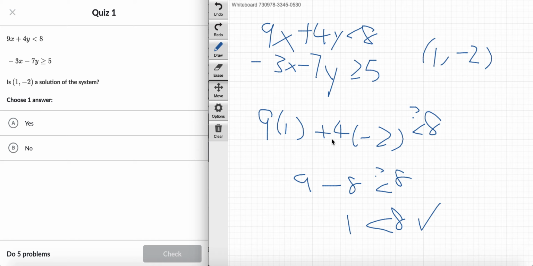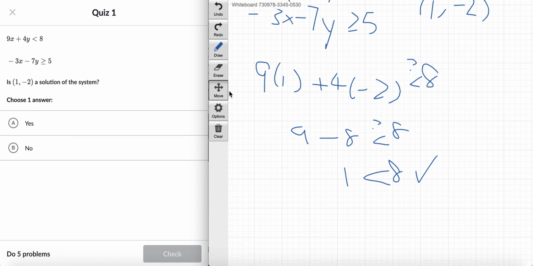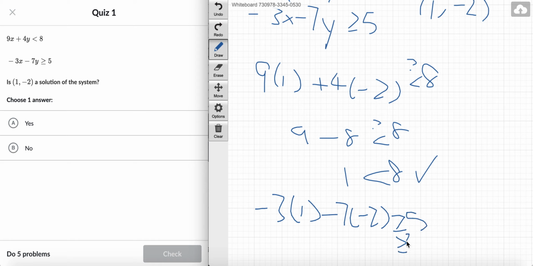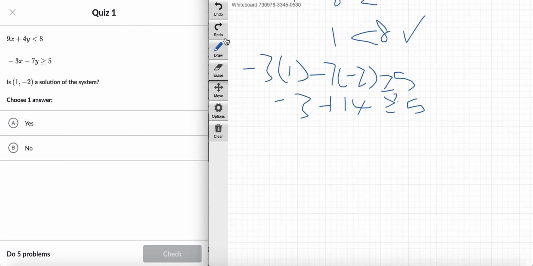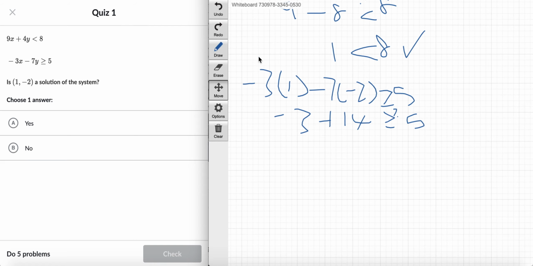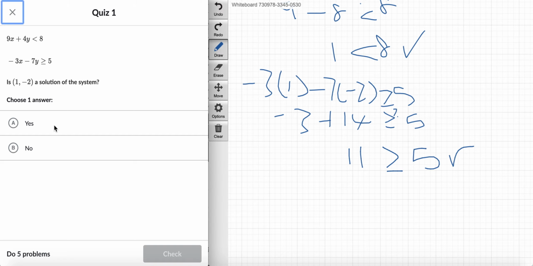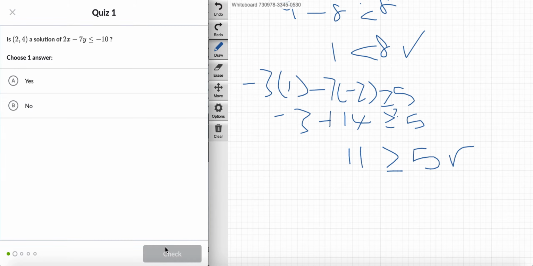Let's see, does it satisfy the second inequality? -3 times 1 minus 7 multiplied by -2 greater than or equal to 5. So is -3 plus 14 greater than or equal to 5? Or in other words, is 11 greater than 5? Yeah, it is. Since it satisfies both inequalities, yes, it's a solution to the system above. Next, we are going to solve this question.